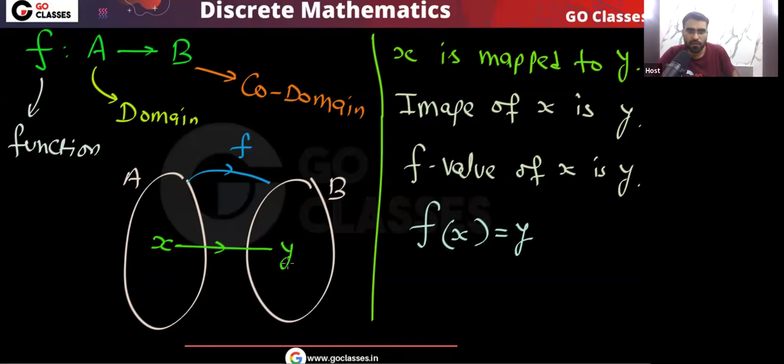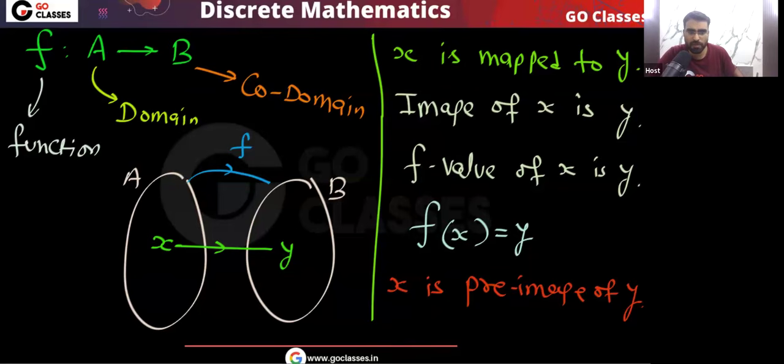One more thing: we will say that this x is the pre-image of y. Notice this y is the image of x. So what will x be? x is the pre-image of y.